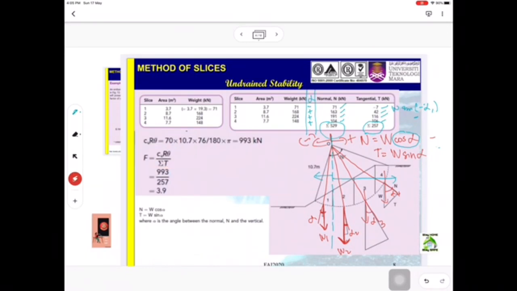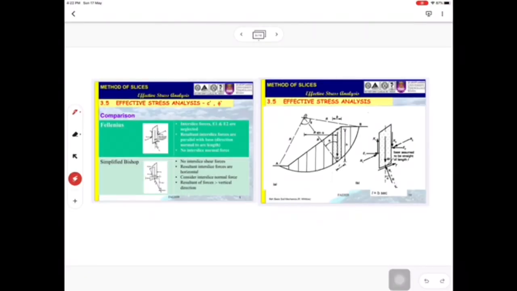Okay, why is N not included in this equation for S? Because cos phi u equals 0 and tangent phi equals 0. Now we look at effective stress. For effective stress, this is C prime and phi prime.